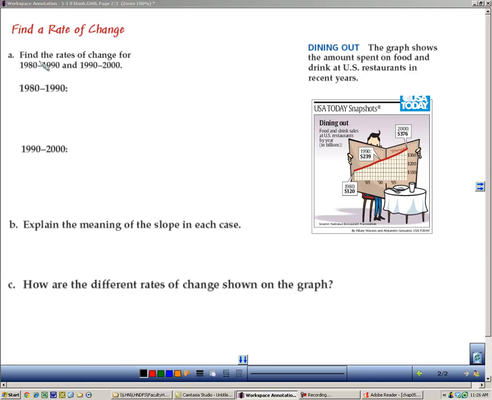Here's a rate of change problem. A lot of stuff going on here. I have to find the rate of change between 1980 and 1990 and 1990 and 2000 based on this graph over here. Well, if I'm going to find rate of change, I have to use our formula for slope. And if I'm going to use that formula for slope, I need ordered pairs. So looking at the graph, we see that in 1980, I had 120, now that's billions, 120 billion people at the restaurant, or sales. So I'm going to create an ordered pair here of 1980 and 120.